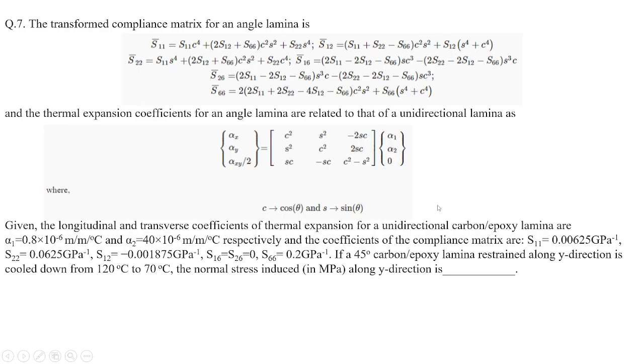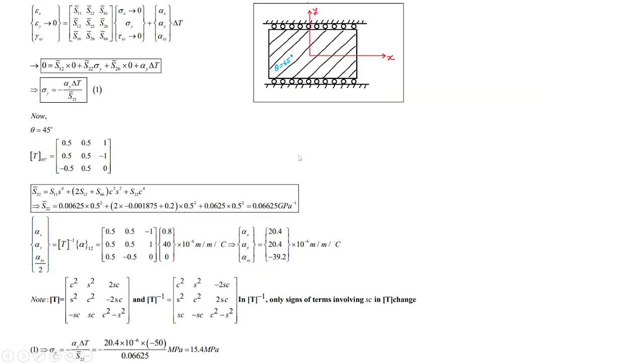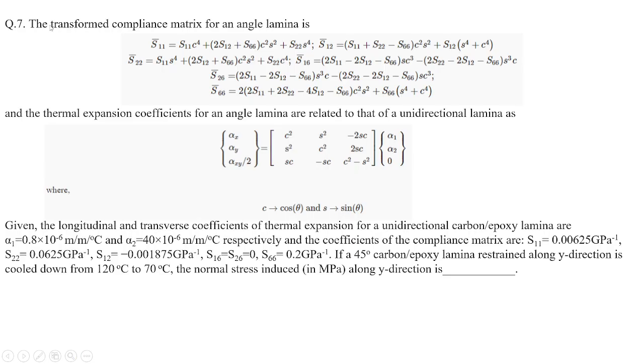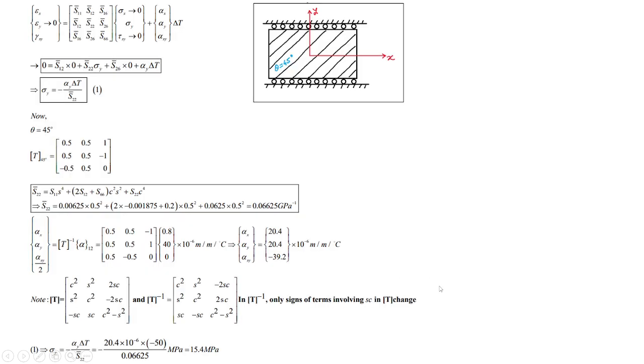Now the conditions given in the question is that it is restrained along y direction. So epsilon y will be equal to 0, and we have to find the normal stress induced along y direction. This is the only value we have to find. So we have considered that the stress we need is only in y direction. So the x direction stress will be equal to 0 and also tau xy will be equal to 0. After putting these values, we will find this final equation of sigma y in terms of alpha y, delta T and S bar 22.